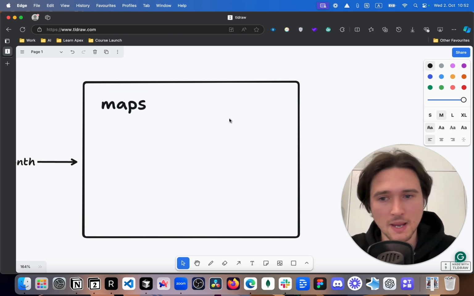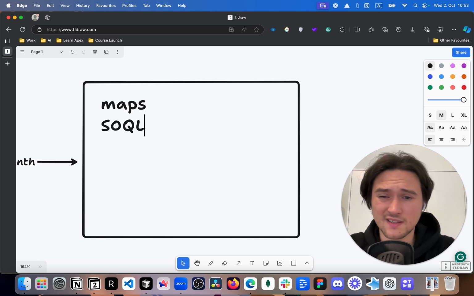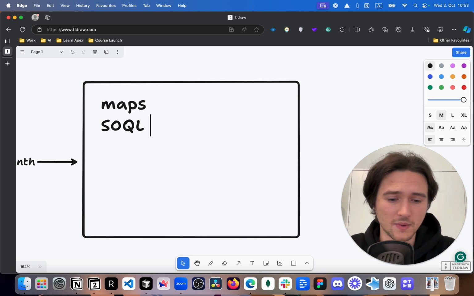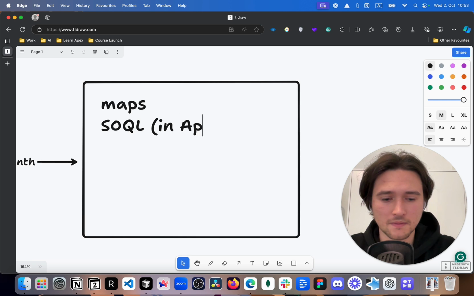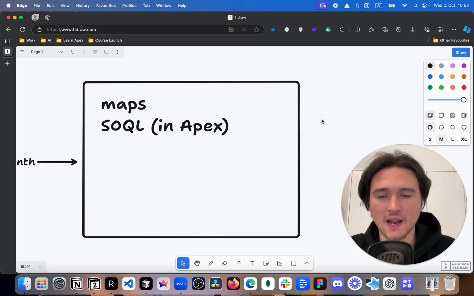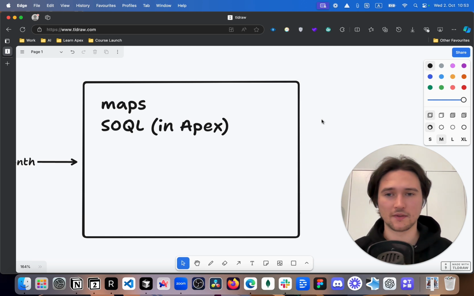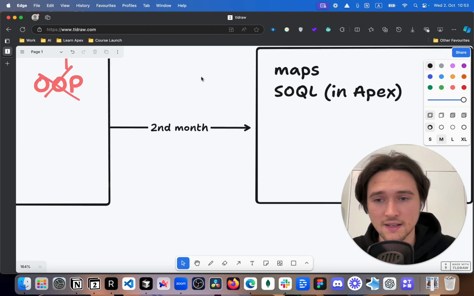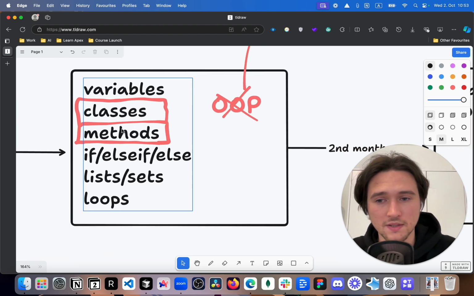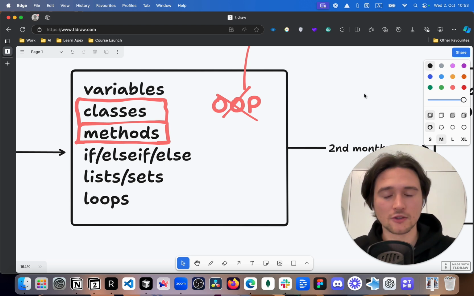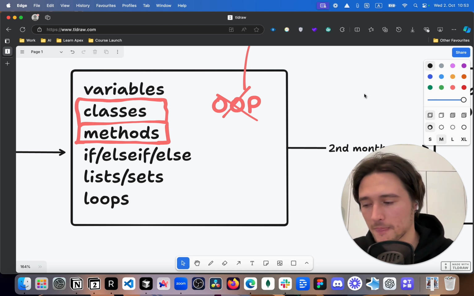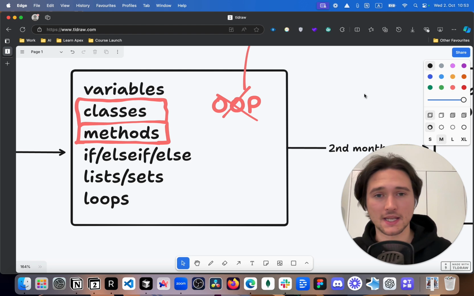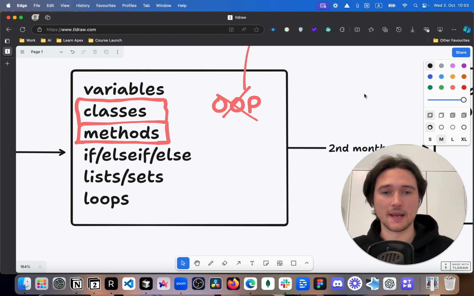Okay, so maps, and then what I write here is also SOQL queries, and what I mean here is SOQL queries in Apex. You need to understand how to use SOQL queries in Apex, how to basically connect everything that you learned so far. And you see that so far we're only focusing on these things without going too deep into stuff like how can you manipulate the database, how can you get the records into Apex, all of this.